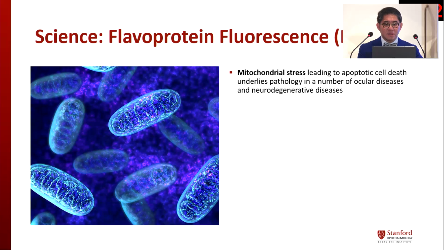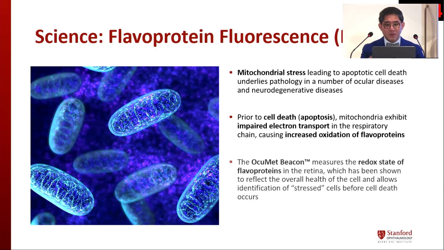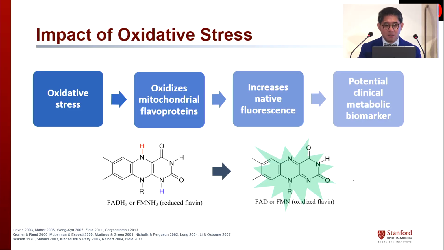Let's look at the mitochondrial stress. This can lead to apoptotic cell death, the underlying pathology in a number of ocular diseases. However, prior to the cell death, which is apoptosis, mitochondria exhibit what we call impaired electron transport that can then lead to an increased oxidation of flavoprotein. So it is this concept of flavoprotein that we now focus on. The Ocumet Beacon, which you will see shortly, is a device that measures the redox state of flavoprotein in the retina, and it helps us to detect the health of the retina, among other things.